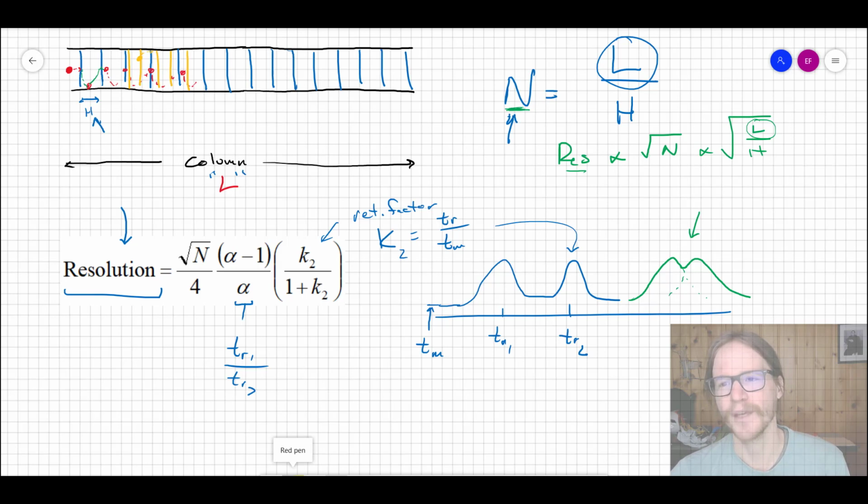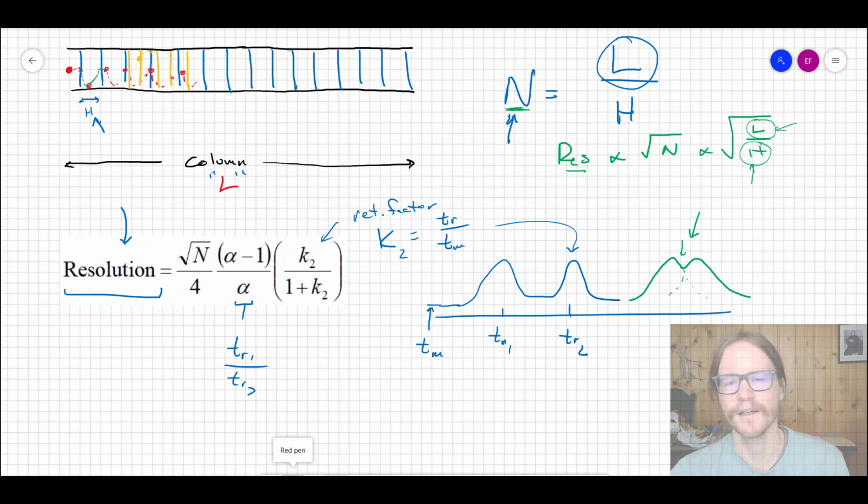So if we increase the length of our original column by a factor of 4, that should in principle double our resolution. If we increase it by a factor of 16, then we should get a 4-fold increase, etc. There's sort of diminishing returns here, because to effect an 8-fold increase, you'd have to increase the length of your column by a factor of 64, which becomes impractical in most geometries. And so this is a nice way to think about the relationship between resolution and these more fundamental parameters. Of course, the plate height is something that requires a little bit more thought.